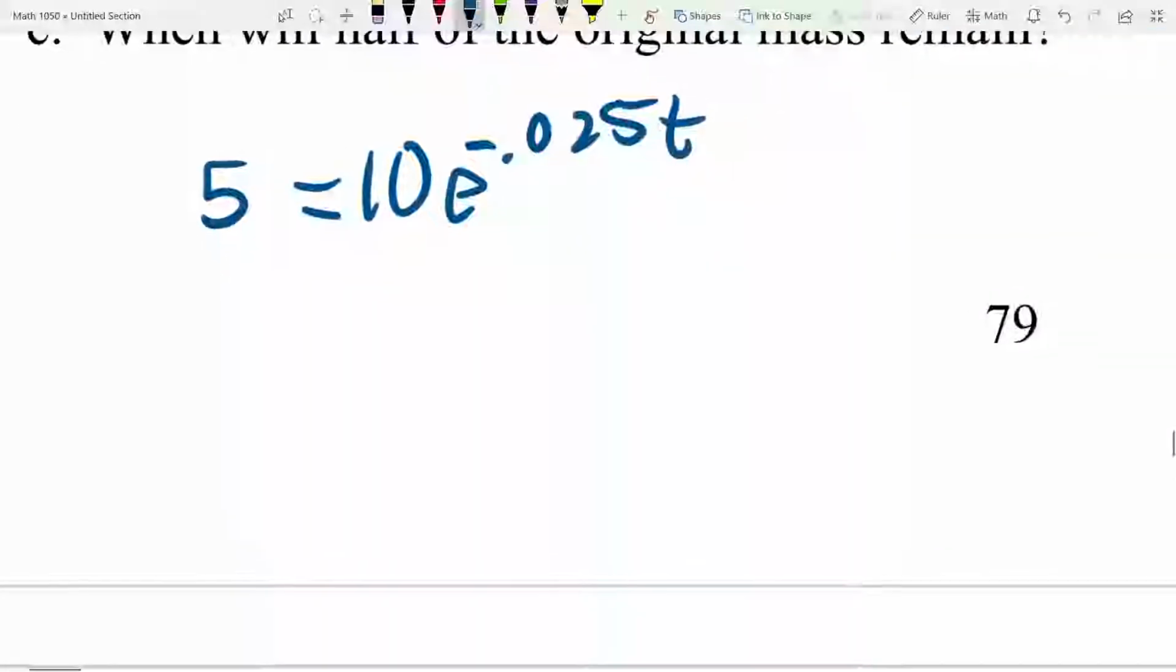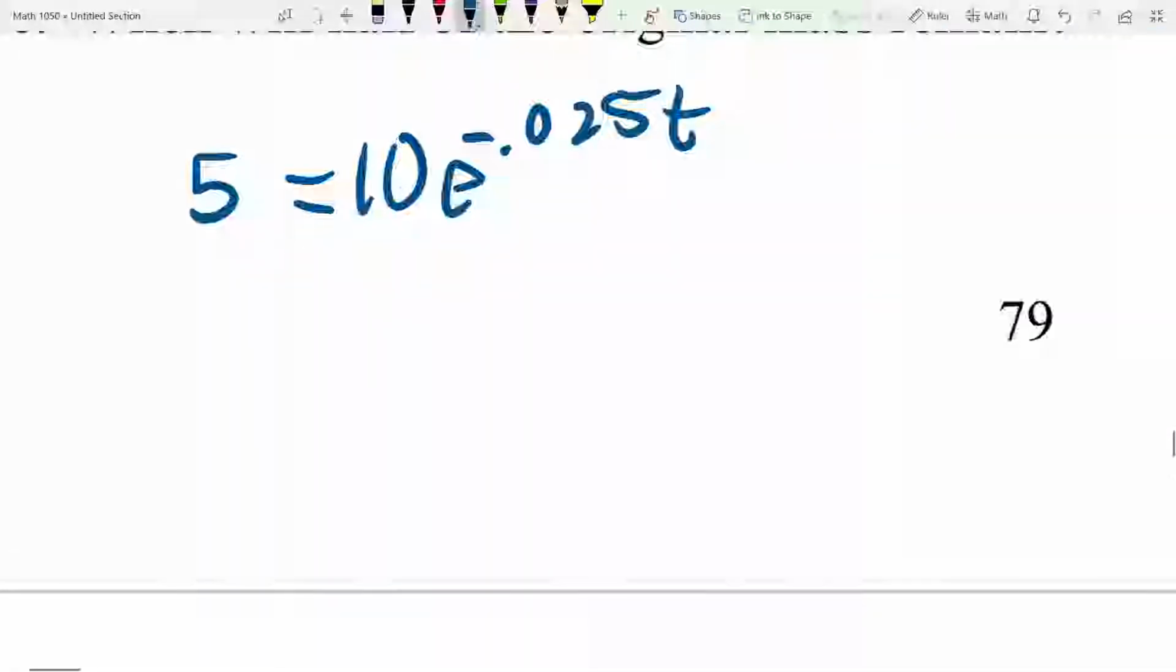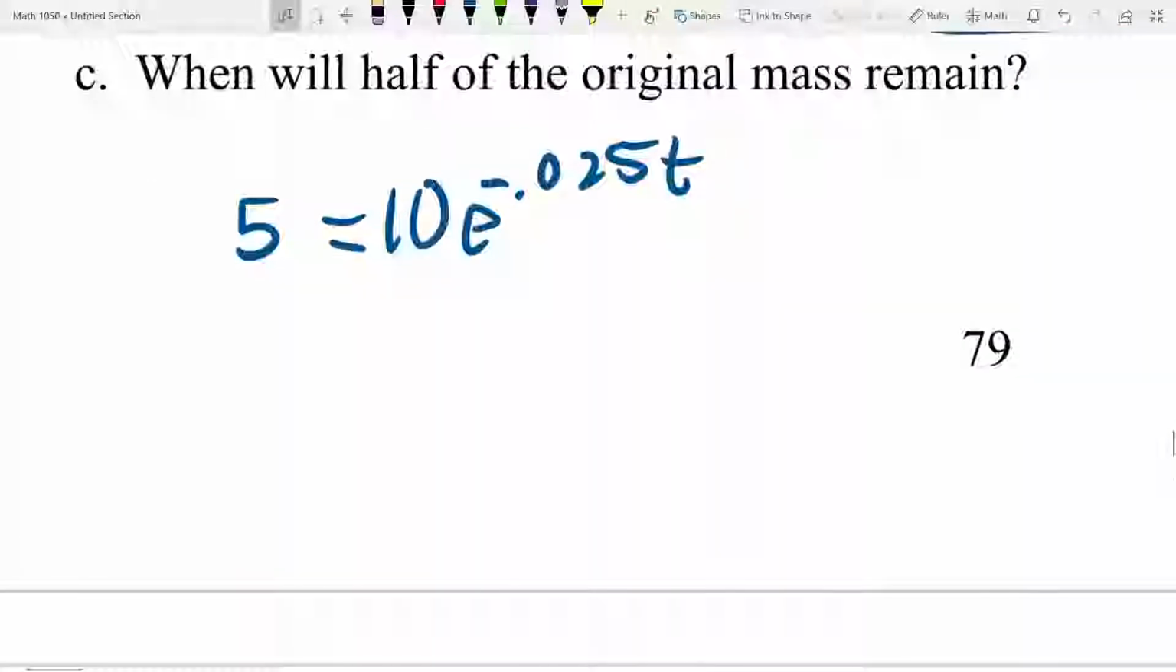What do I do right here? Divide by 10, right? You have to get rid of the 10. Some people like to go right to the next step. I think I would rather you not go to the next step, because I'm afraid you're going to miss it. Okay, so divide by 10.